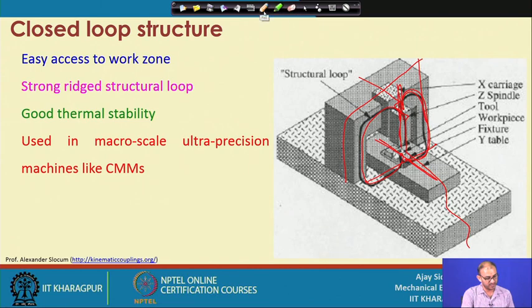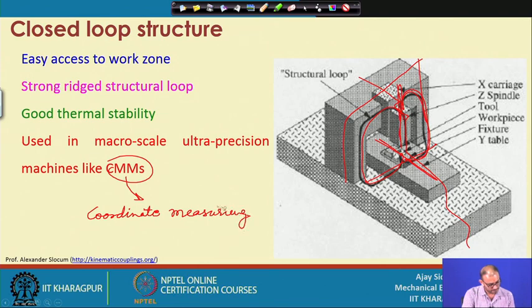CMM is the coordinate measuring machine. Now, what this machine does is that you put a workpiece here and there is a probe. Suppose this is the workpiece and this is the probe. So, what this probe does is that it will touch the surface and every time it will find out the coordinate of that particular location.